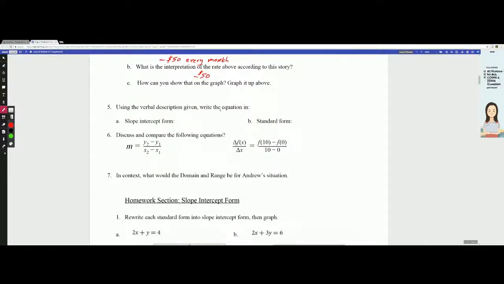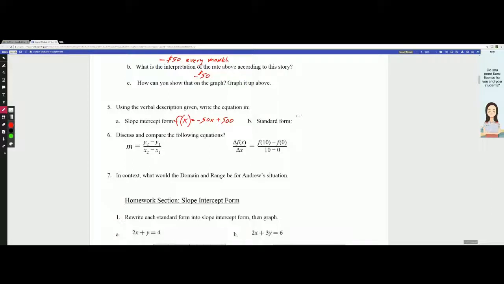Now using the verbal description given, write the equation in slope-intercept form. So again, this was part of what was already given with Andrew: minus 50 bucks, and you already owed 500. Now just please note you're in algebra now, and we use function notation. That's always nice, especially when we start comparing different functions, which we do start to do.